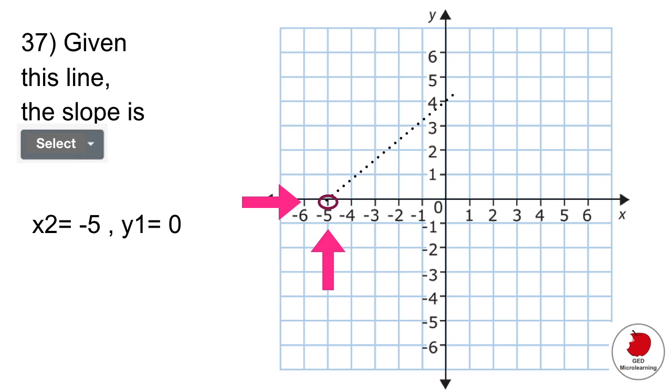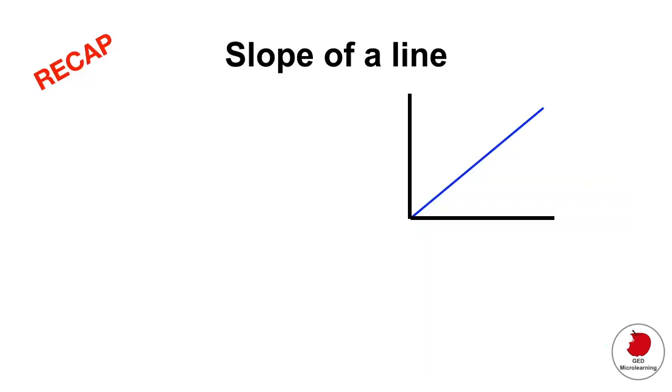Okay, so your values for this second point, the ordered pair, would be x2 is equal to minus 5, and that should say y2 is equal to 0, okay, not y1. All right, so keep those values in there for a second, and let's remind ourselves of what is the slope of a line. So the slope of a line is called the rise over the run.